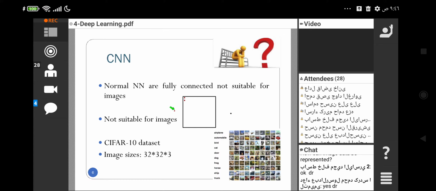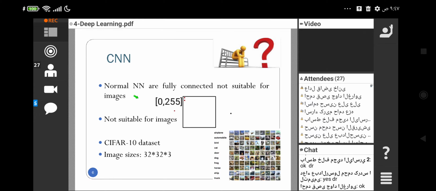Each pixel is a number. Each pixel is a number between 0 and 255. It is a whole number, not a float number. It means that the values are 0, 1, 2, 3, up to 255.